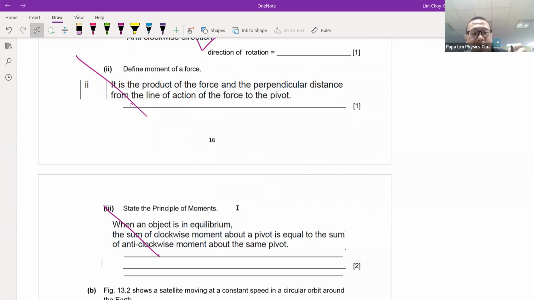For principle of moments, one of the important words that we have to tell students is to include equilibrium, when the object is in equilibrium. And the clockwise and anti-clockwise has to be always with respect to the same pivot. Then it makes sense. It won't make sense if you refer the moments to different pivots. It has to be about the same pivot.